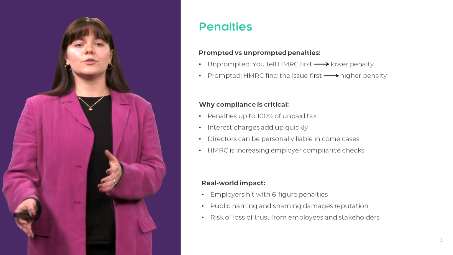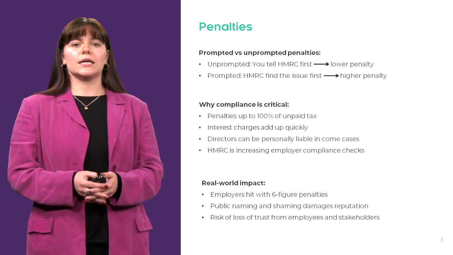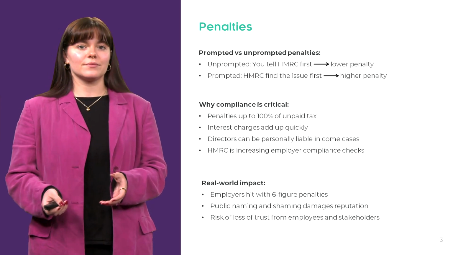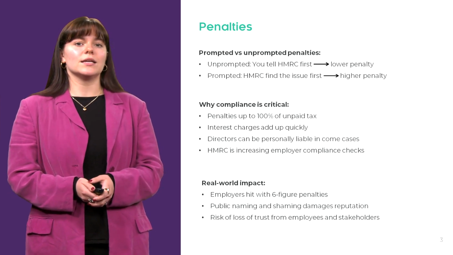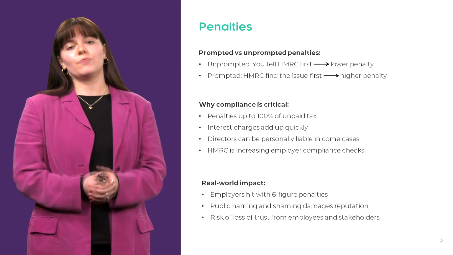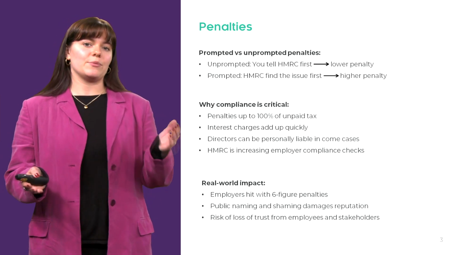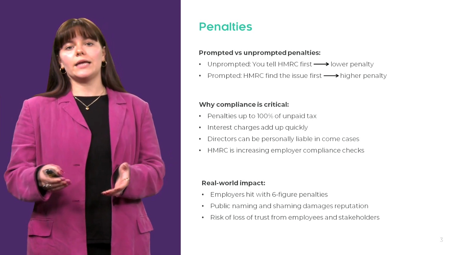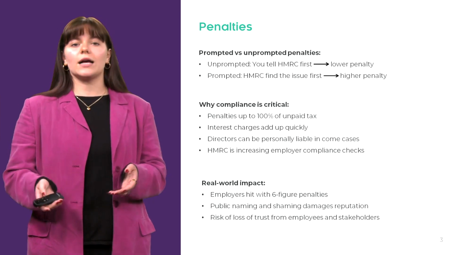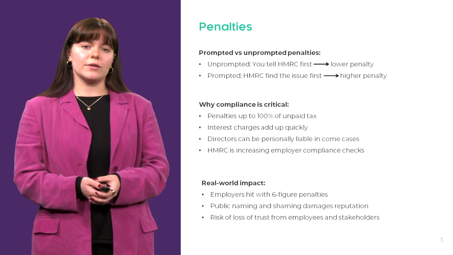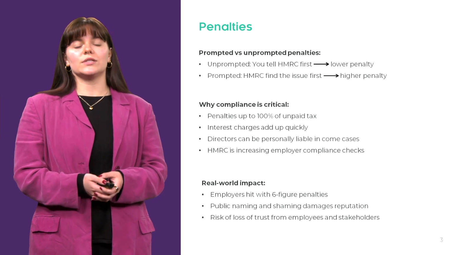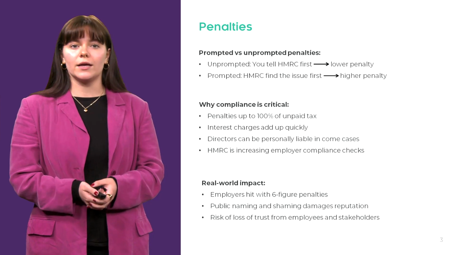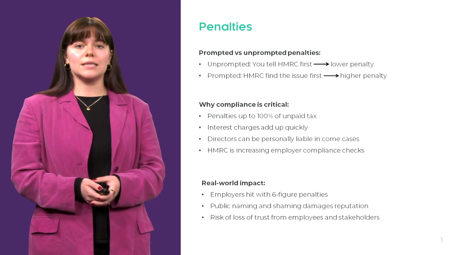Before we get into the technical content, it's really important to understand why this session matters and why it's worth paying close attention. When it comes to tax compliance, HMRC has two types of penalties: unprompted and prompted. Unprompted means that you voluntarily tell HMRC about an issue before they ask. This usually leads to much lower penalties. But if HMRC discovers the issue themselves, that's a prompted disclosure. And the penalties are typically much higher, up to 100% of the unpaid tax.